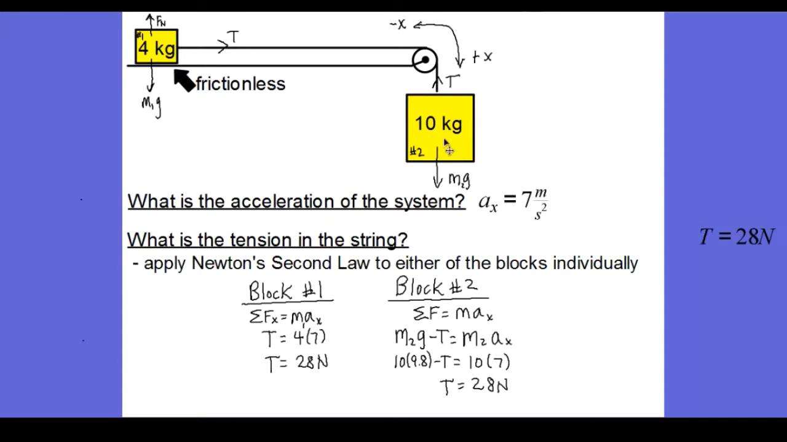Or I could have looked at this 10 kilogram block. It has 2 forces acting on it in the x direction. Its weight in the positive direction, the tension in the negative direction, and those sum of forces act to accelerate mass number 2, which is 10 kilograms at 7 meters per second squared. And so using block 2, I arrive at the same answer, that the tension is 28 newtons in the string.